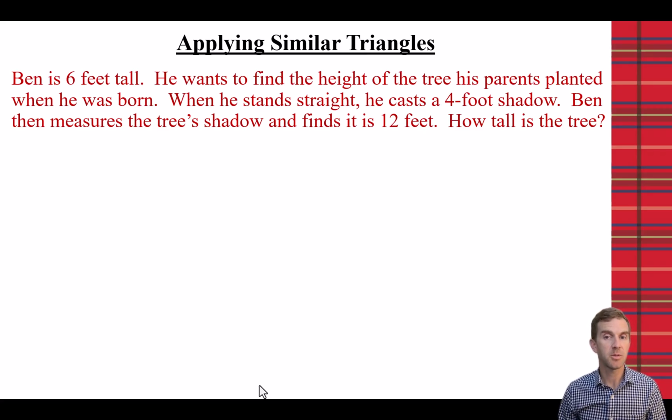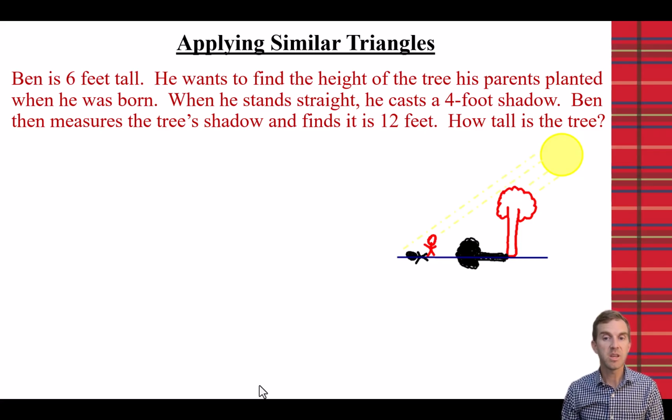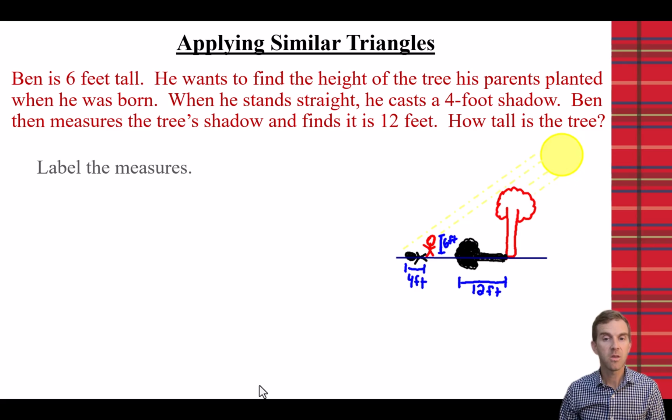So let's draw a picture to help us out. Here we have Ben and his shadow, the tree and its shadow, and we can see the sun shining down to help create those shadows. Let's label the pieces we know. We know that the shadow of Ben is 4 feet, he's 6 feet tall, and we know the shadow of the tree is 12 feet.